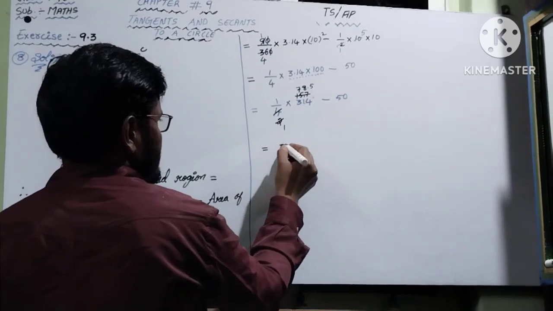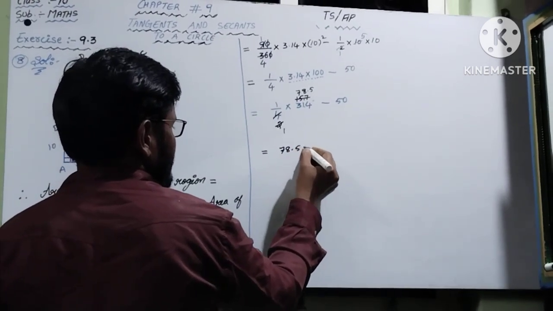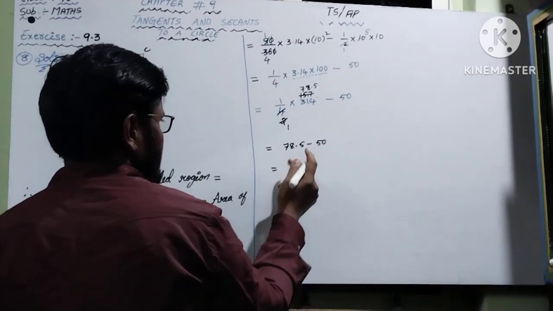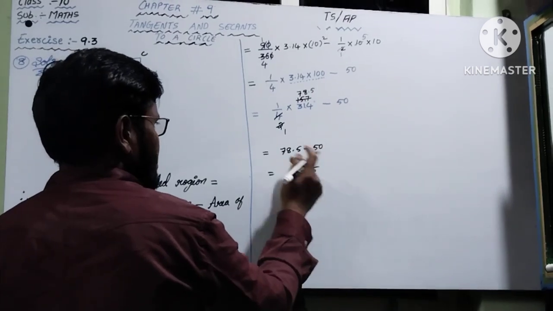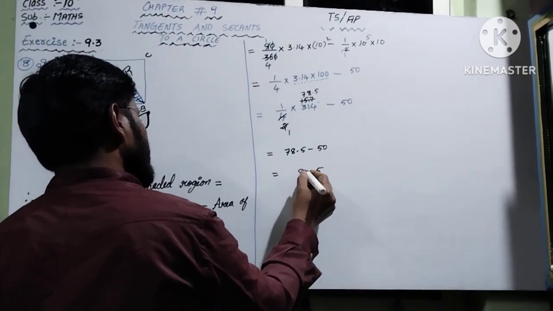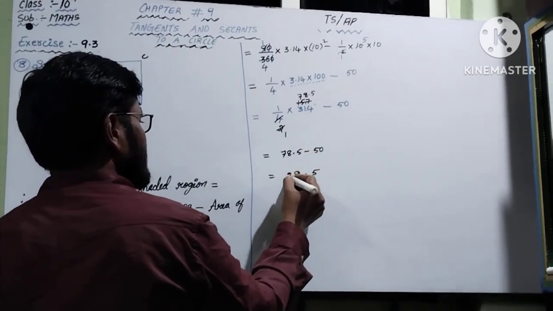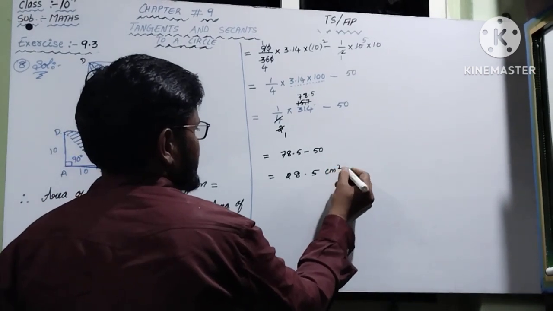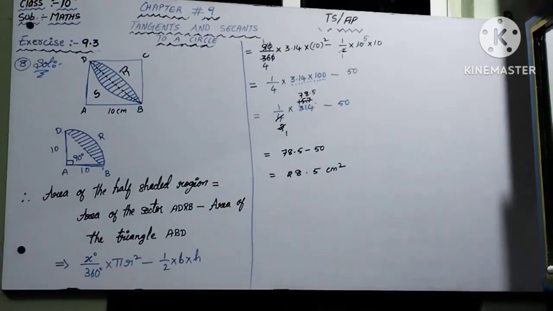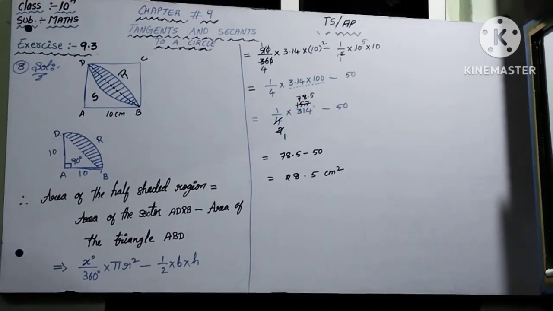So I got how much? 78.5 minus 50. 0.5 as it is, right? 8 minus 0, 8. 7 minus 5, 2. Half shaded region I got. One more half shaded region I want.